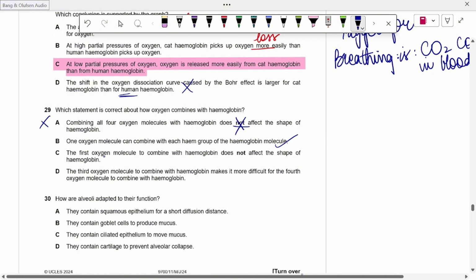"The first oxygen molecule to combine with the hemoglobin does affect the shape of the hemoglobin." It causes a conformational change in the hemoglobin molecule.